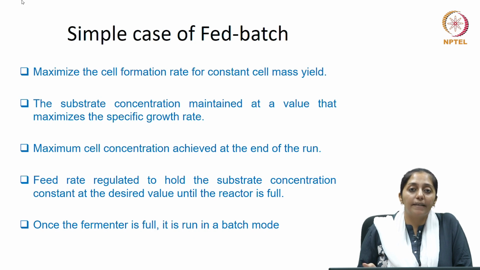Then you can assume you will end up in maximum cell mass concentration. Now, feed rate is regulated to hold the substrate concentration constant at the desired value until the reactor is full. Once the fermenter is full, then as I said earlier, the reactor is run in batch mode for maximum utilization of the residual substrate if present in the reactor.